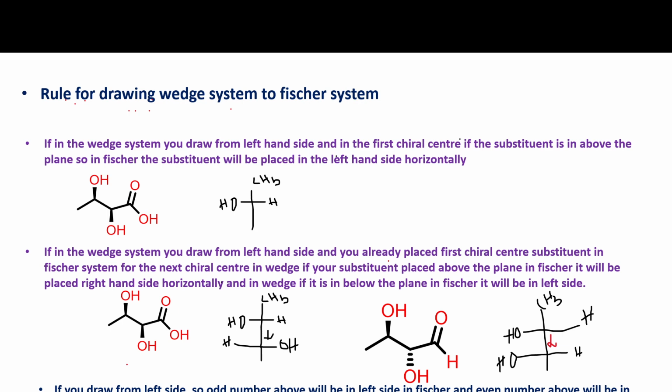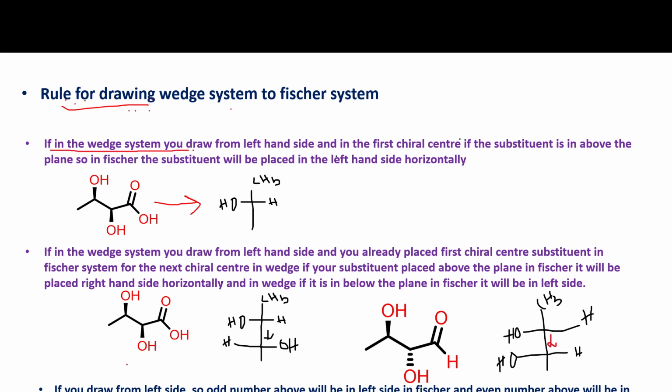Now, how can we make it easier? If you are shown this molecule, how can you directly draw it? How can we do that? To make the Fischer configuration in just 10 seconds, how do you find out?